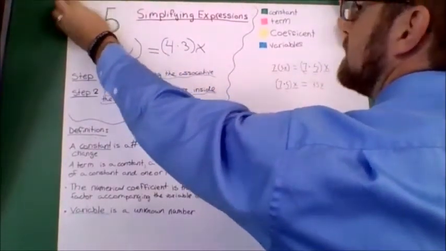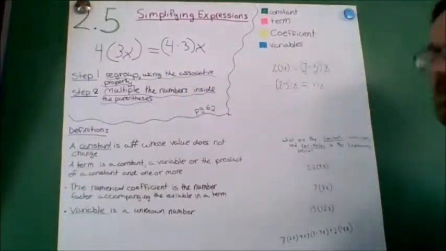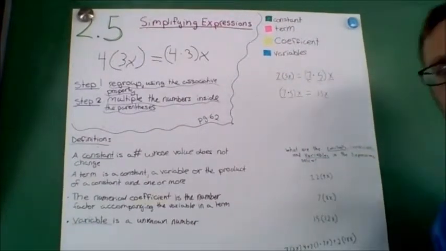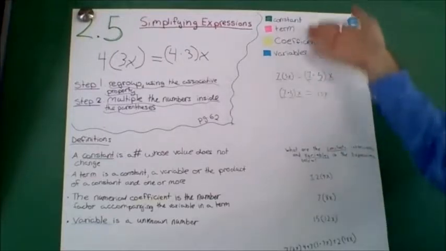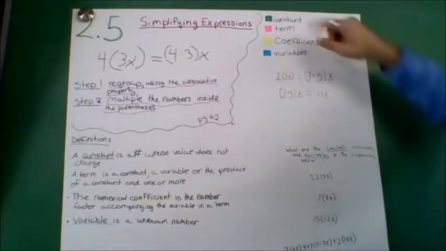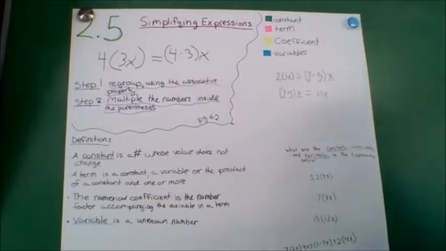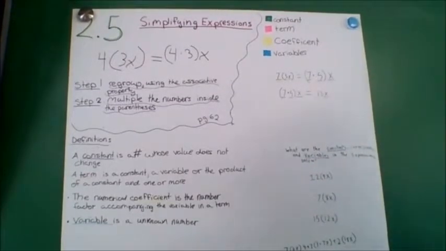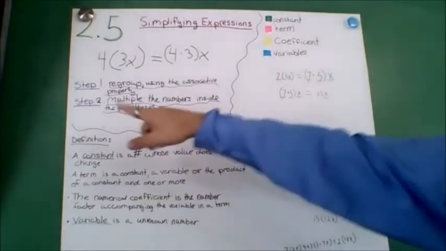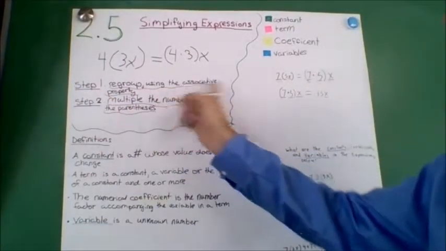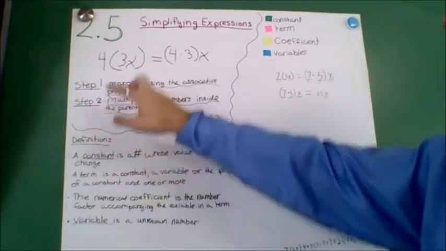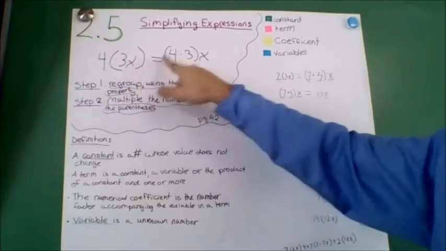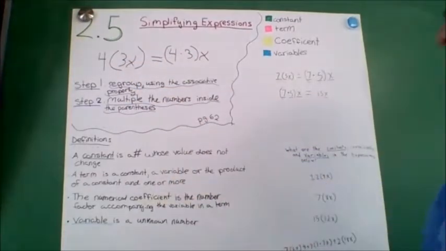Next is simplifying expressions. This is actually where we learn the terms. I'm sorry. Constant, term, coefficient, and variables. So make sure you know what those are. It's best to make flashcards if you don't know them by heart. The steps that you take for simplifying expressions: regroup using the associative property. In this case, this is 4 times 3 times x. So instead of doing 3 times x first, they do 4 times 3 first, and that's how you get 12.